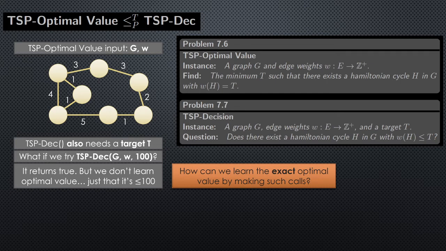Well, the largest Hamiltonian cycle weight I could get is certainly no larger than the sum of all the edge weights in the graph. If the cycle included every single edge in the graph, then that would be just the sum of all weights. It can't be any bigger than that. So I can stop as soon as I go through the sum of all the edge weights in the graph.